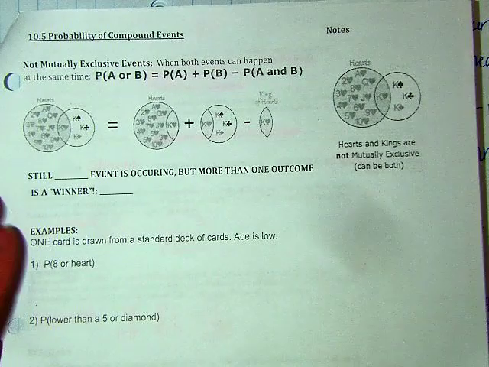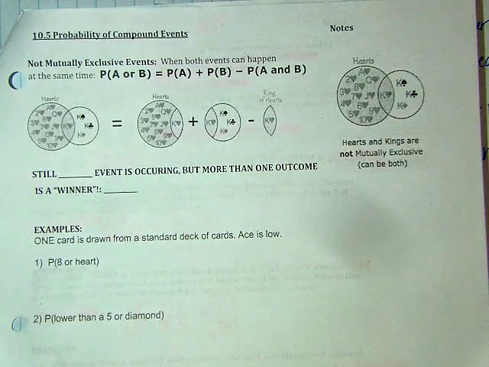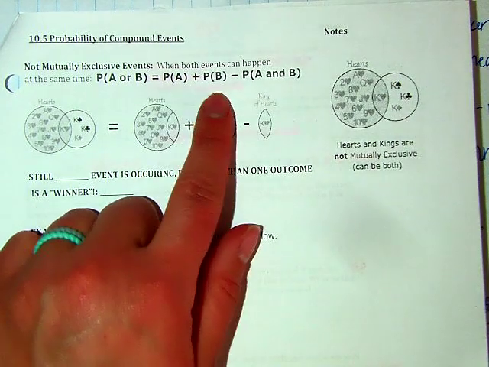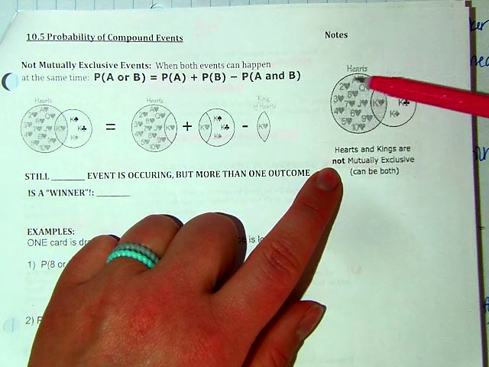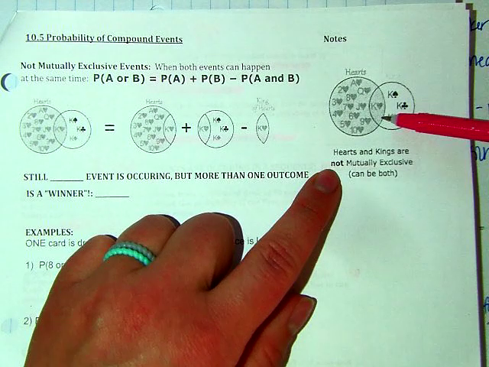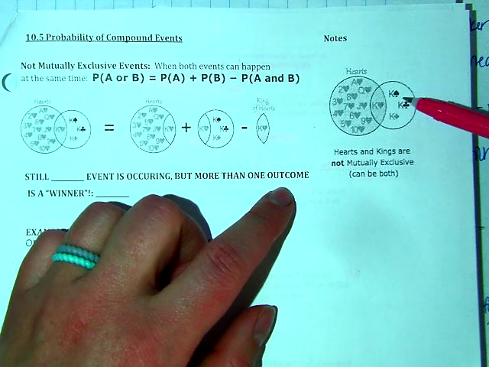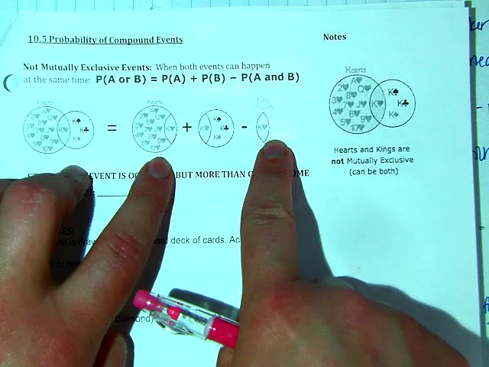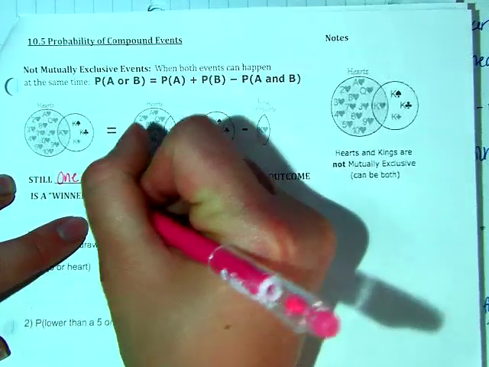Okay, then we have something called not mutually exclusive. Well, what happens when we have some overlap? So not mutually exclusive is when both events can happen at the same time. So this one says you have A or B, so you add your events, but what if there's some overlap? So here's a visual of that. What if you have a winner where you want a king or a heart? Well, there is one event where it can be a king of hearts. So instead of accounting for that twice, because it's once in this circle and once in this circle, we actually account for it once in this circle, once in this circle, and then just subtract one of the middle of the Venn diagram. So still only one event is occurring, but more than one outcome is a winner, so we're still going to add.